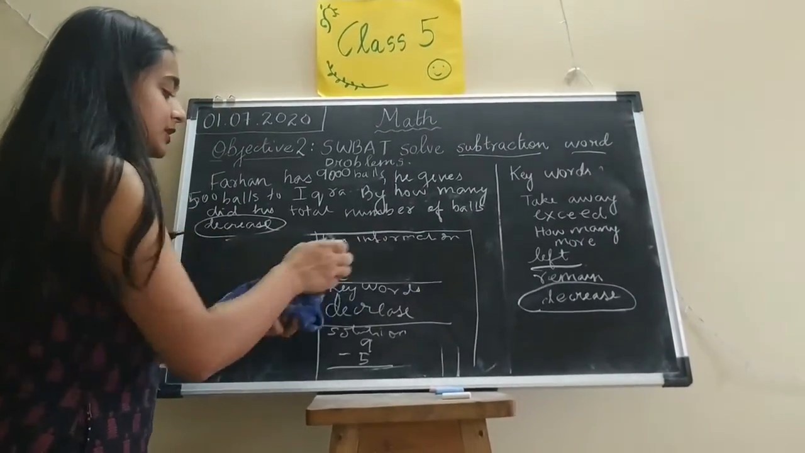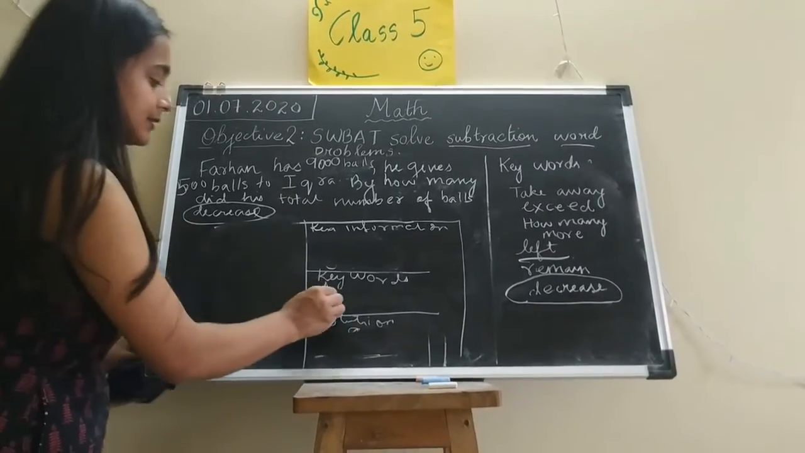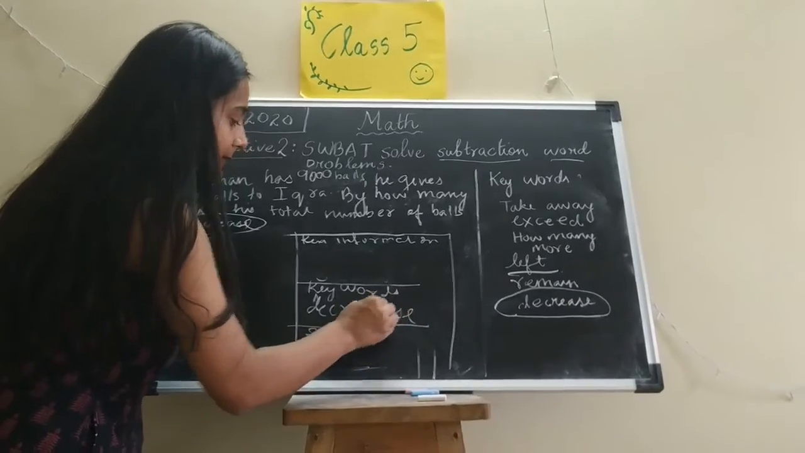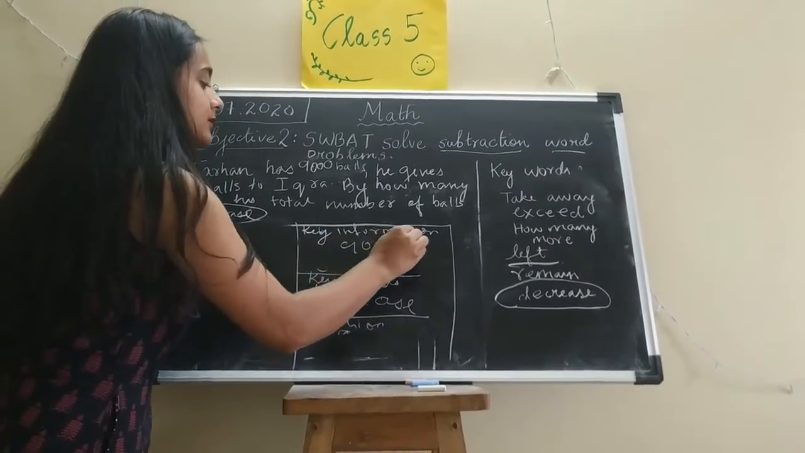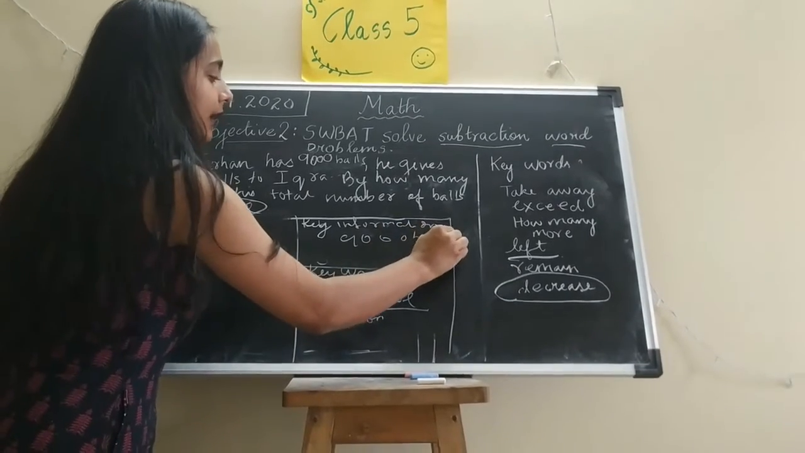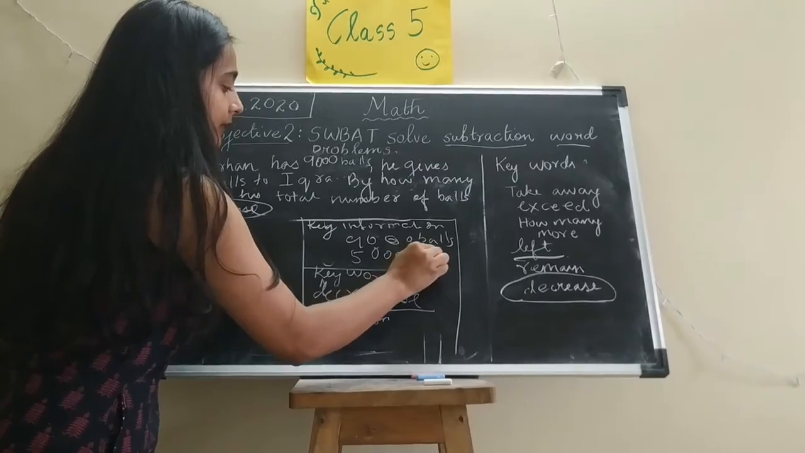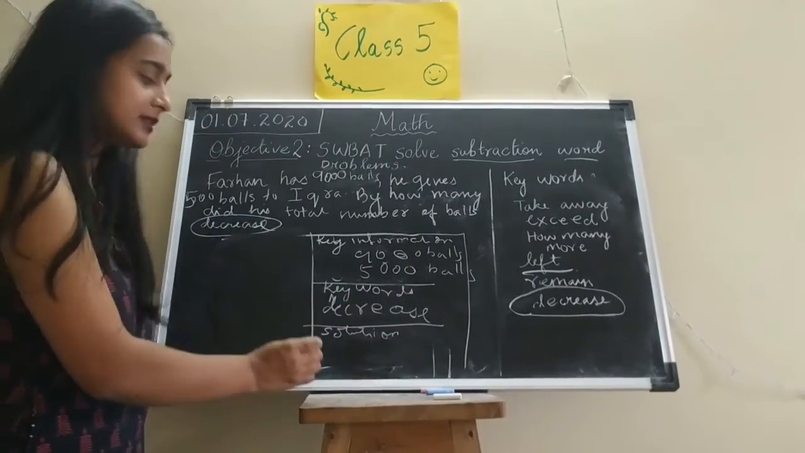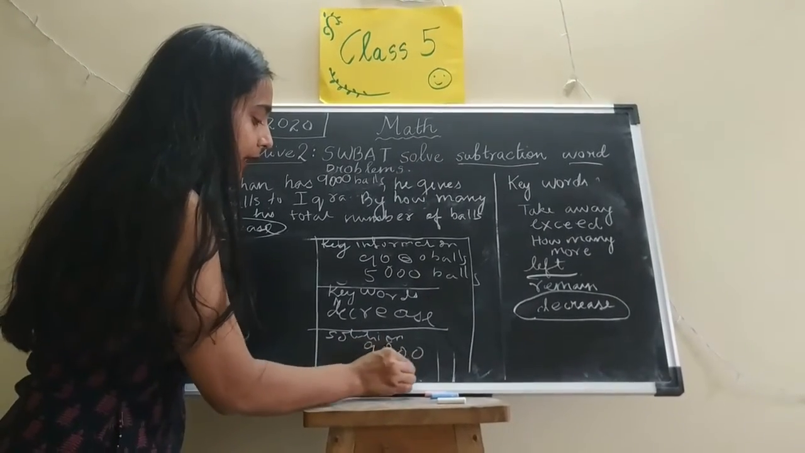Here the key information will change. Keyword is still decrease. Instead of decrease, there can be some other keyword also, right? And your key information is 9,000 balls and 5,000 balls. And then the solution would be, because the word is decrease, you subtract 9,000 minus 5,000.